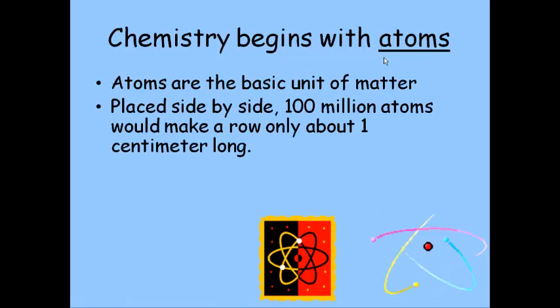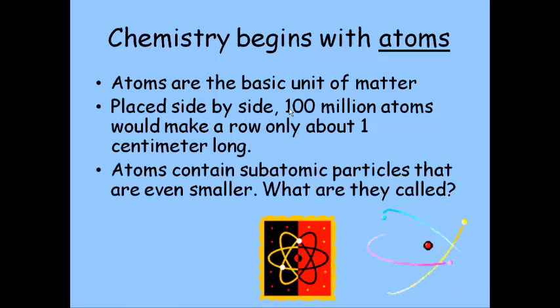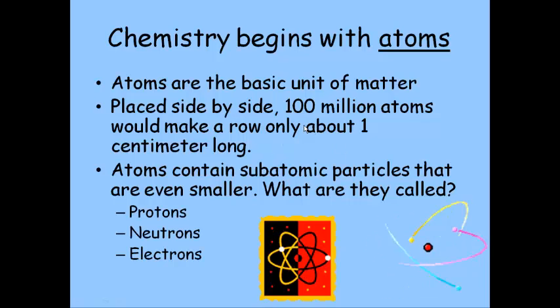They're very tiny. If you place them side by side, it would take about 100 million atoms to make up a centimeter. A centimeter is probably less than the width of your finger. So that's 100 million atoms. That gives you an idea of how tiny they are. And they contain subatomic particles that are even smaller. Do we know what they're called? I bet you do. You've learned this before. And you're right, they're protons, neutrons, and electrons.